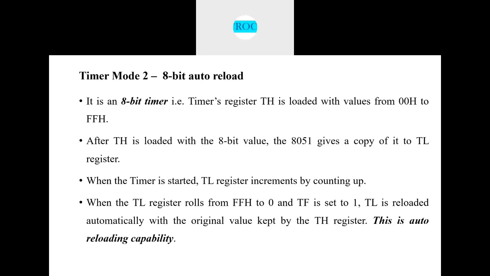When the TL register rolls over from FF to 0 and sets the overflow flag to 1, the lower byte register is reloaded automatically with the original value kept in the TH register. This is called the auto reloading capability. As I said, mode 2 is an 8-bit timer, and the initial count value is loaded in the TH register, the higher byte register.